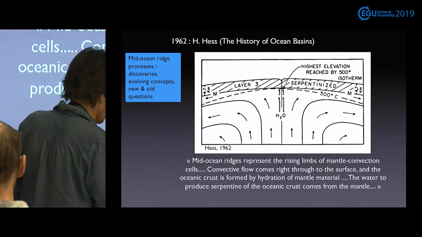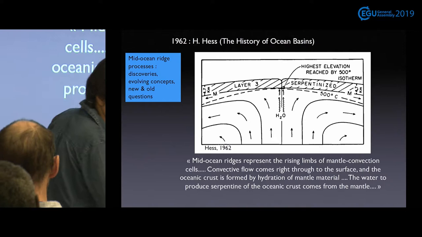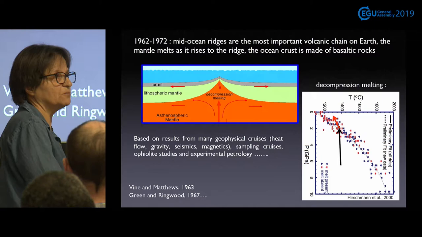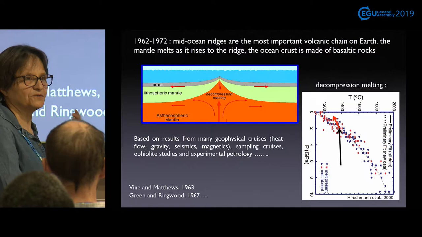And soon afterwards, of course, it was discovered that, in fact, ridges, mid-ocean ridges, are the most important volcanic chain on Earth. More than half, I think, of the volcanic rocks, magmatism on Earth is expelled at volcanic mid-ocean ridges.